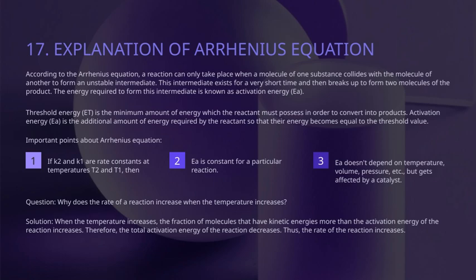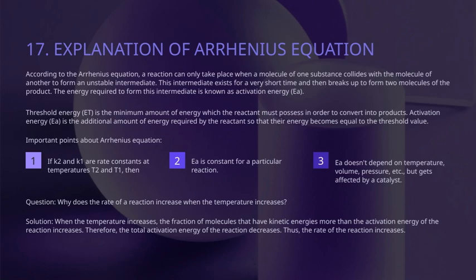To understand this better, consider the Arrhenius equation. It relates the rate constants at different temperatures, K1 at T1 and K2 at T2. The key points here are that the activation energy is the extra energy molecules need beyond the threshold energy, ET, to convert reactants into products. Remember, the threshold energy is the minimum energy required for reactants to start transforming into products, while the activation energy is the additional energy needed to reach that threshold.